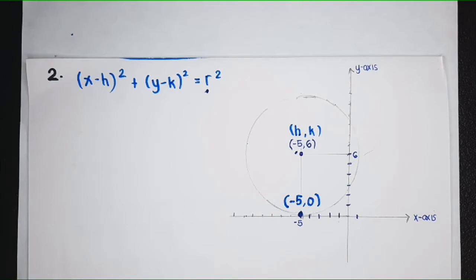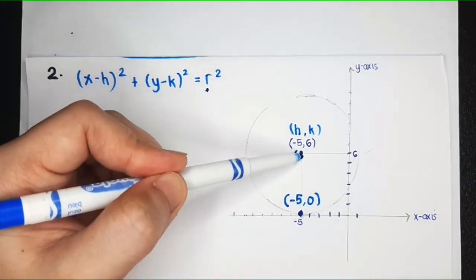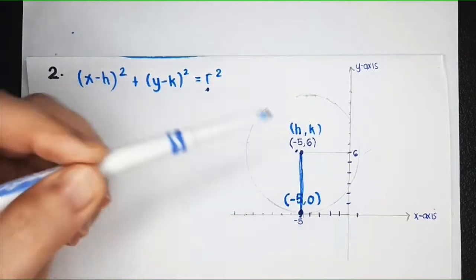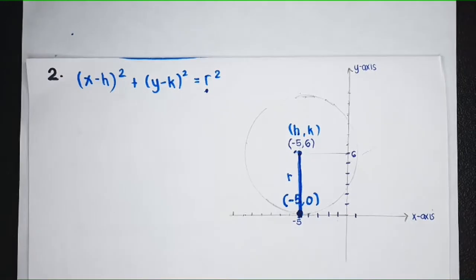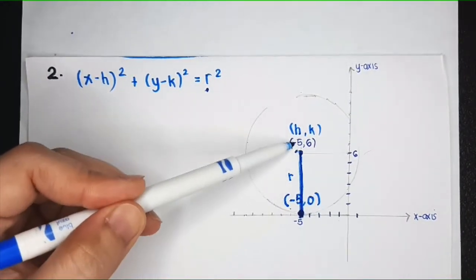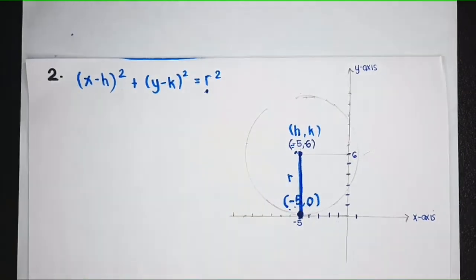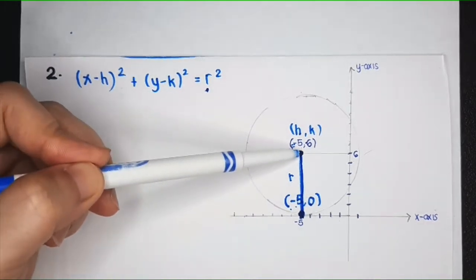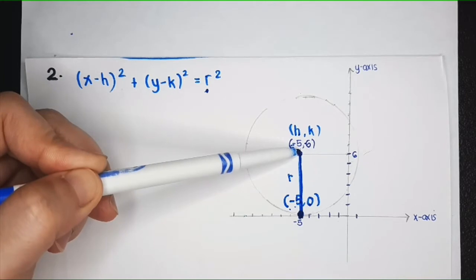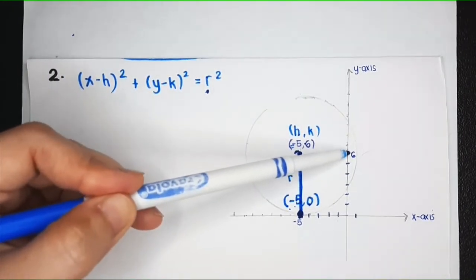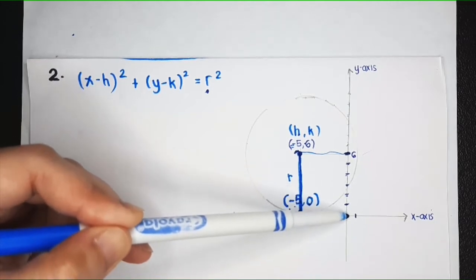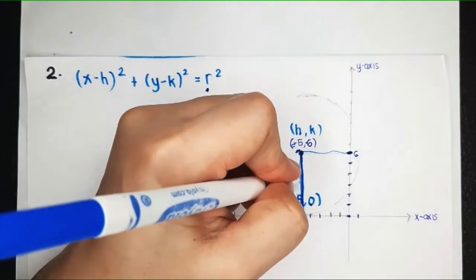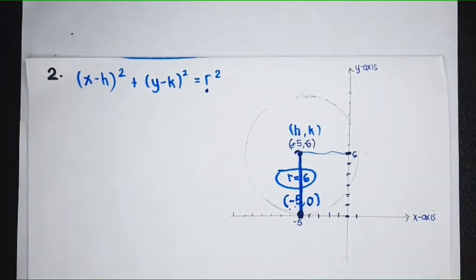If you don't like simple counting, you may want to get the distance between these 2 points, because this is the only known point on the circle, and this is obviously the radius. You get the distance between negative 5, 6, and negative 5, 0. Or you just make simple counting, from this point up to this point. You can count along the y-axis: 1, 2, 3, 4, 5, 6. So the radius is obviously equal to 6.